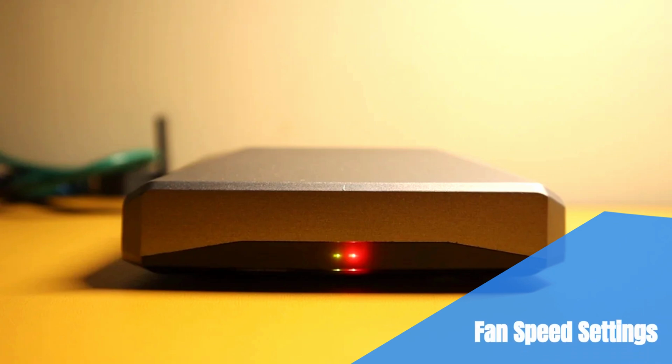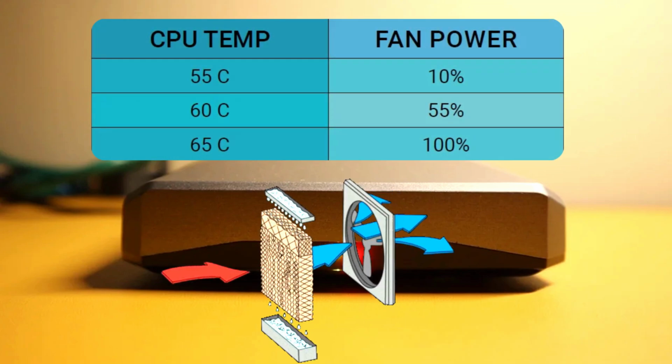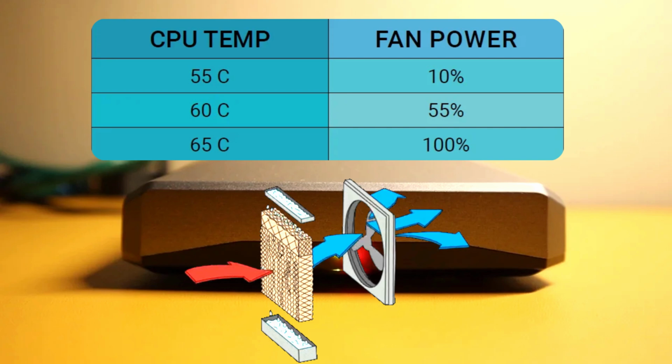Argon ONE Fan Speed. Upon installation of the Argon ONE script, by default, the settings of the Argon ONE Pi 4 cooling system are as follows: 55 degrees Celsius, 10%. 60 degrees Celsius, 55%. 65 degrees Celsius, 100%.